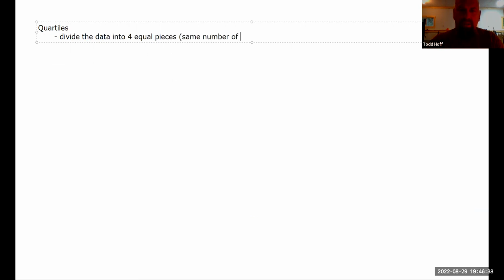When we're breaking down data and representing its distribution, we often use something called quartiles. The quartiles divide the data into 4 equal pieces. Now, by equal pieces, I mean the same number of data points in each piece. So the number range might be different, but the number of data points in each range will be the same.